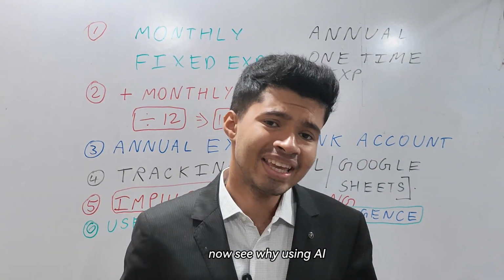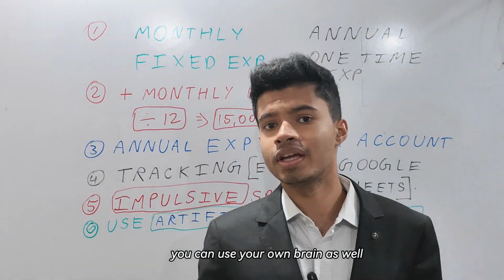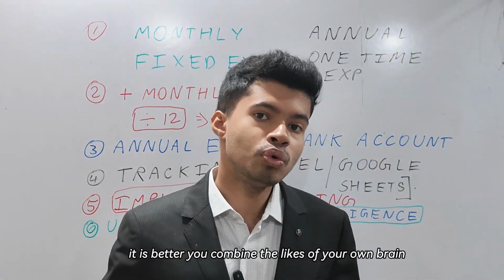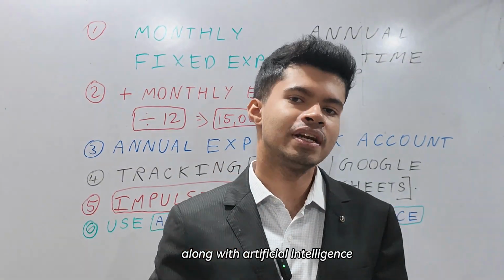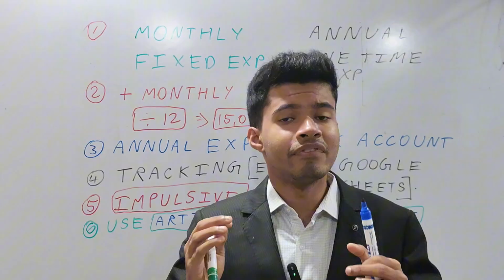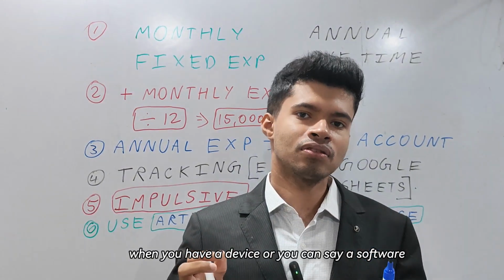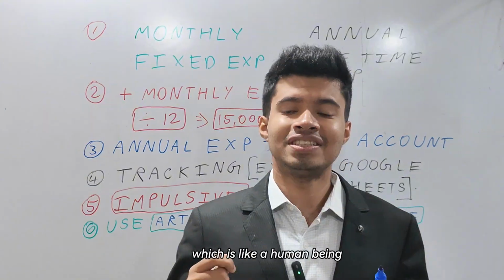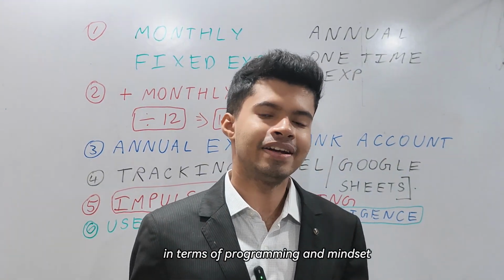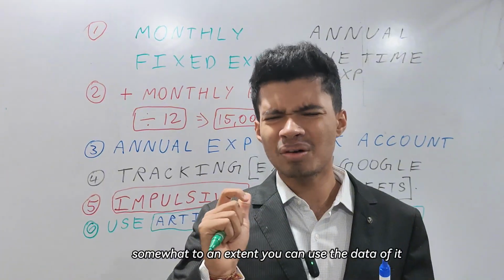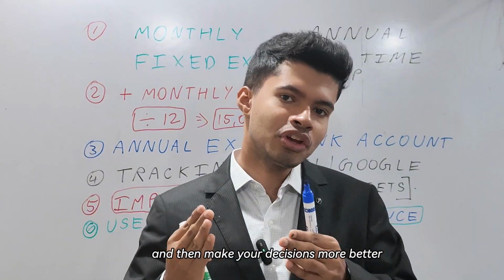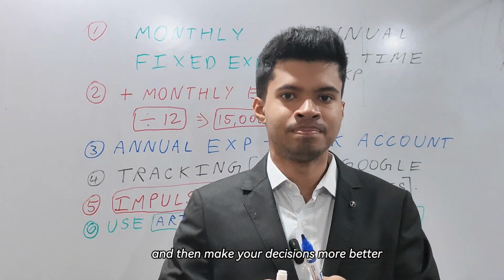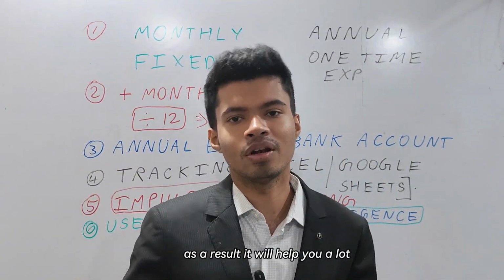Now see, why use AI? You can use your own brain as well. It is better to combine your own brain along with artificial intelligence, because remember, when you have a device or software which is like a human being in terms of programming and mindset, to an extent, you can use its data and then make your decisions better. As a result, it will help you a lot.